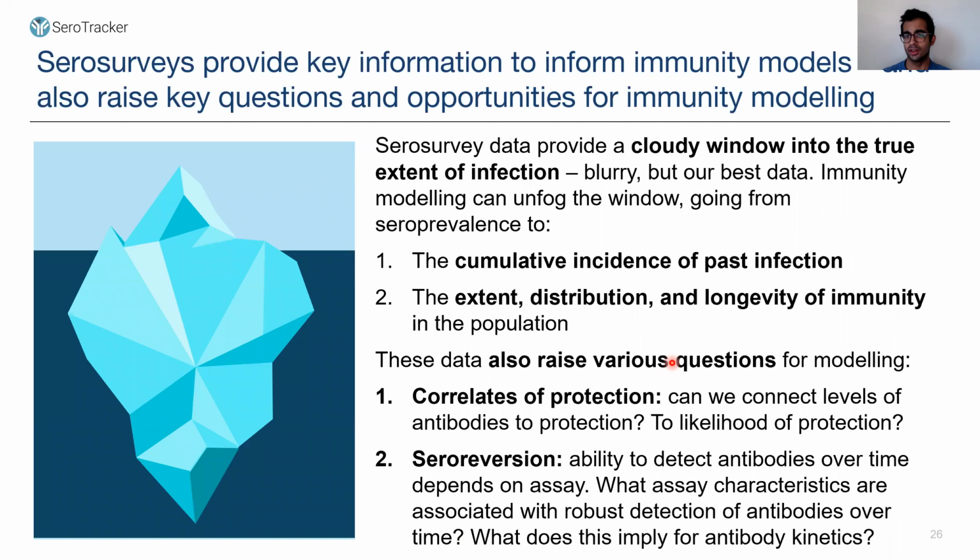Now, serosurveys do raise some key questions for immunity modeling. The way I view this is that serosurveys provide perhaps a blurry window, but our best window into the true extent of infection and hence immunity attributable to infection. Immunity modeling can really help us turn seroprevalence data into good time series of what past infection looks like, and in turn, the extent, distribution and longevity of protection in the population. And there are various questions for immunity modeling that this raises.